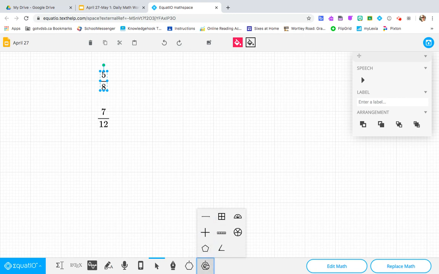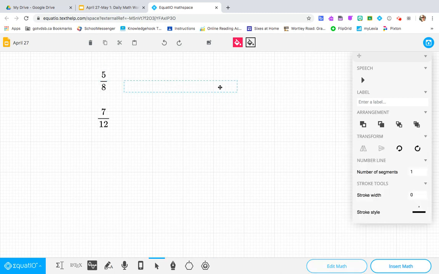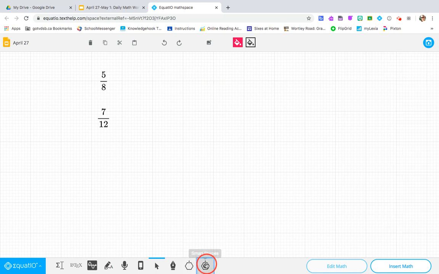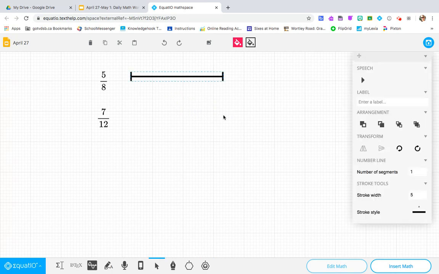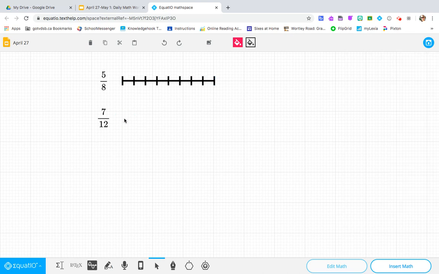So our first number line, we want to show 5/8. So here's my number line. Giving me a bit of a hard time. Let's delete that one and try one more time. There we go. Let's show this one broken up into those 8 segments. And let's create our number line that shows 12ths while we're here.